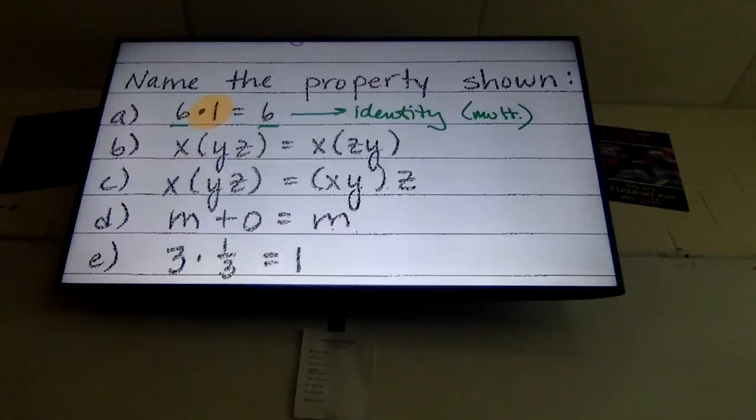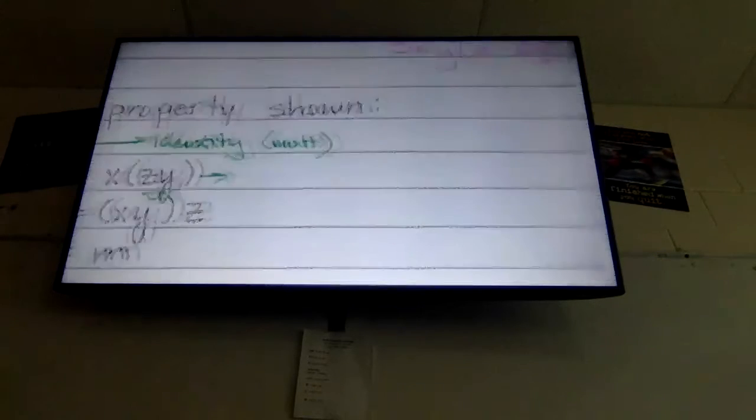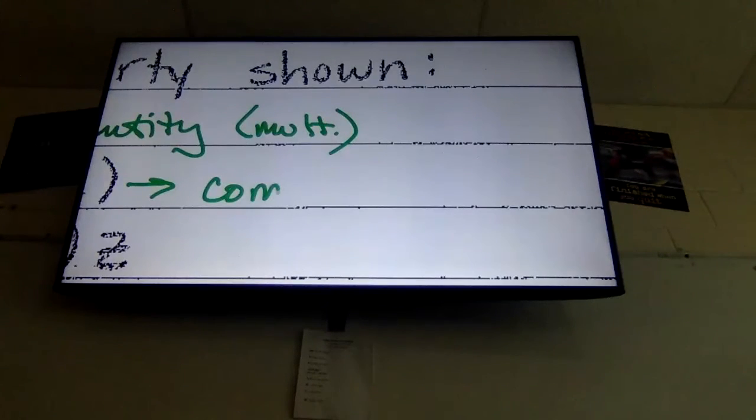All right, next one, I've got x times y times z equals x times z times y. Billy? It's not inverse. Andrew? Commutative, very good. The parentheses want you to think that it's associative, but we didn't reassociate anything. We just flipped the y and the z. So because we flipped those, that's called commutative.